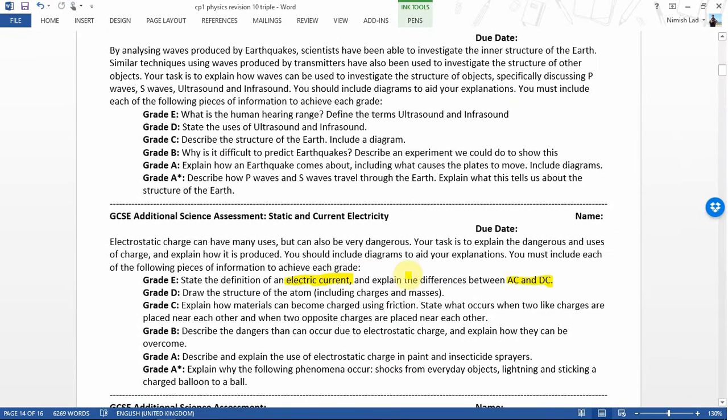Okay, so we've got the structure of the atom, including charges and masses, and we also really need to talk about charges and masses there. We also really need to talk about how objects can become charged using friction, and then what happens when you have like charges and opposite charges near each other. So let's talk about that.